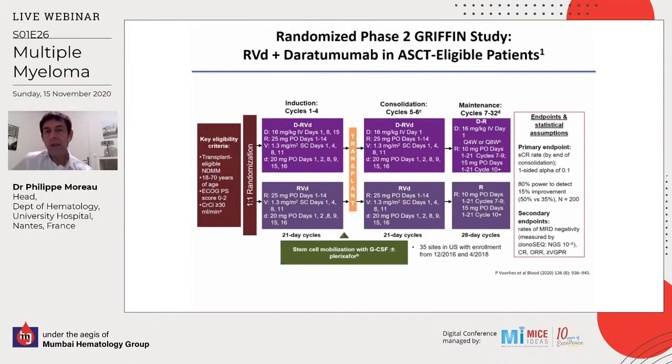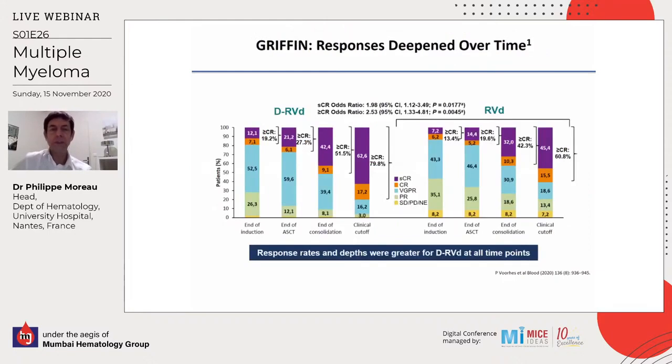The Griffin study in the US looked at VRD instead of VTD plus or minus daratumumab. So the study design is very similar to Cassiope, VRD or VRD-DARA, both before and after stem cell transplantation. The paper was published recently in Blood by Dr. Voris. That's a phase 2 study, 200 patients.